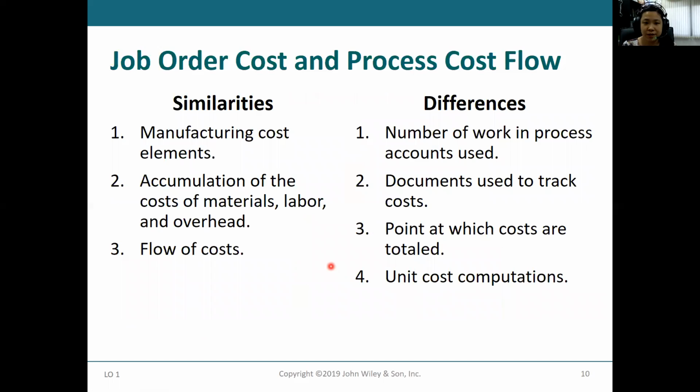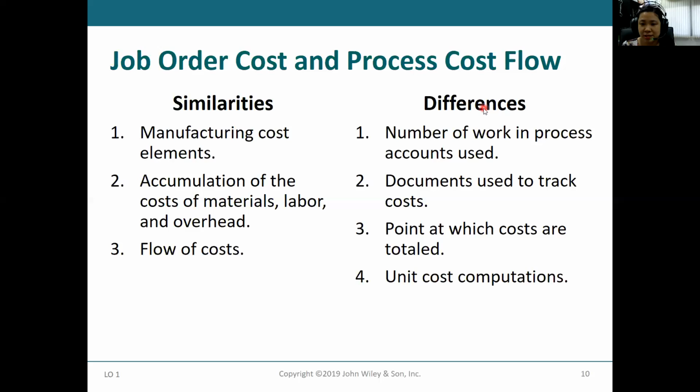Now, the similarities and the differences between job order costing and process costing. The similarity is the manufacturing cost elements. We still have three types of costs: direct material, direct labor, and manufacturing overhead. So these costs are the same in both systems. And the accumulation of the cost of material, labor, and overhead will be the same. The flow of cost will be unchanged.